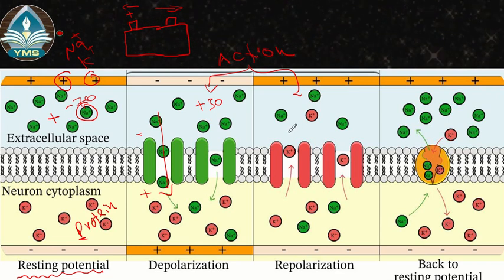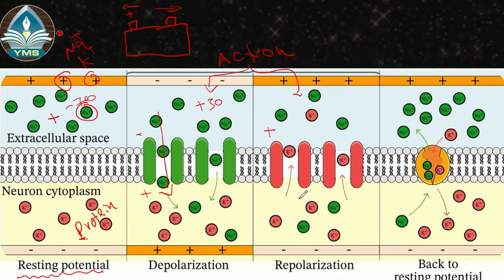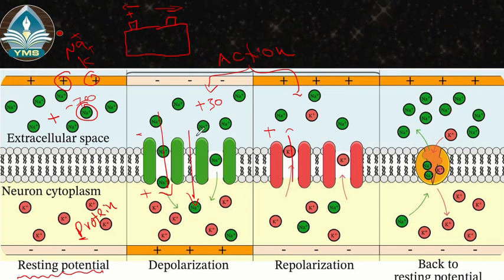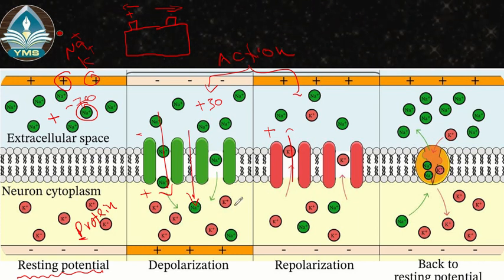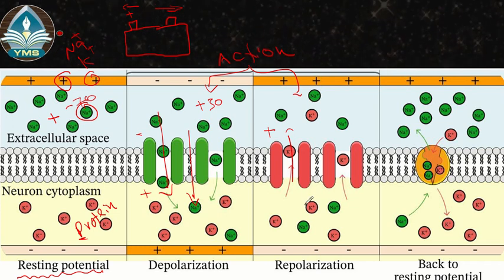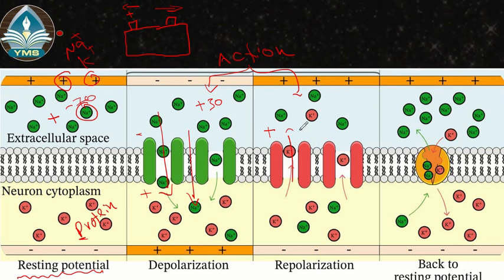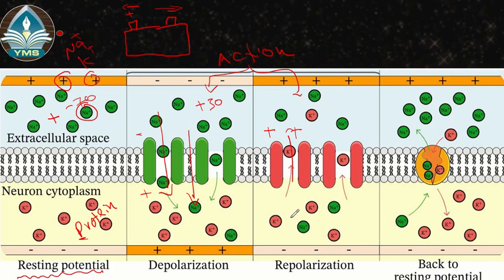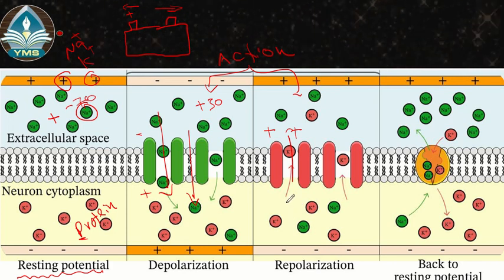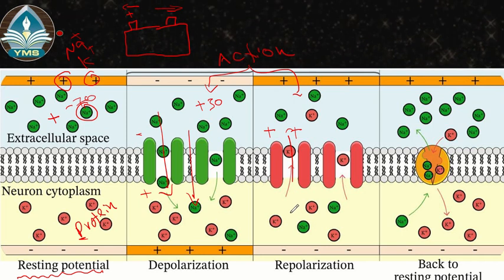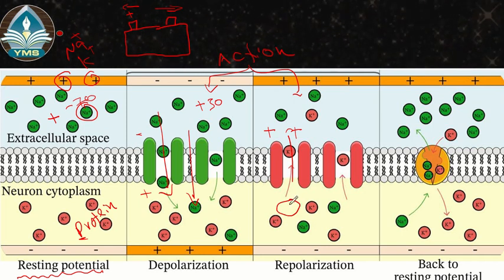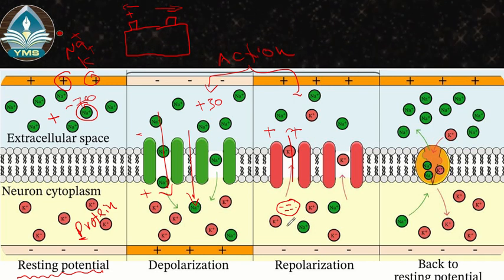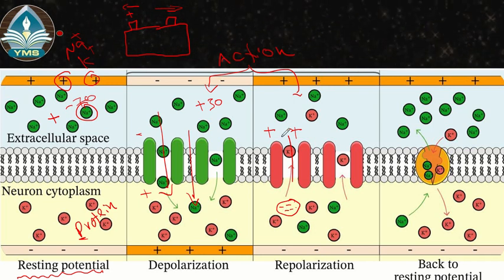Repolarization, here we want to make outside positive, so potassium will go. Why? Because sodium just entered, so it cannot go right away. It needs time. So instead, potassium will go out, so it will make outside the neuron positive. Inside, because many positive ions got out, the protein concentration will be higher again. So the negative ions of protein will dominate the charge inside. It will be negative inside, and outside will be positive.